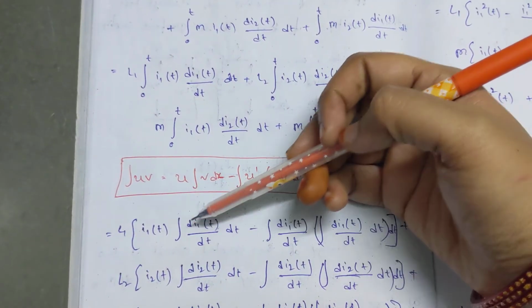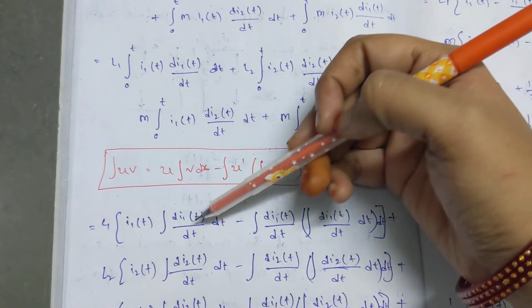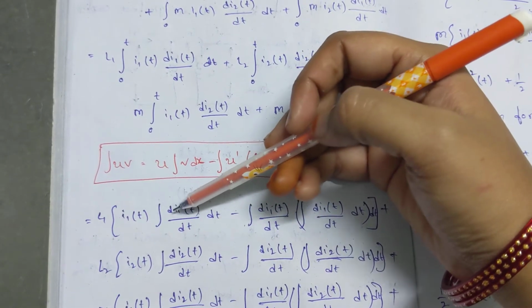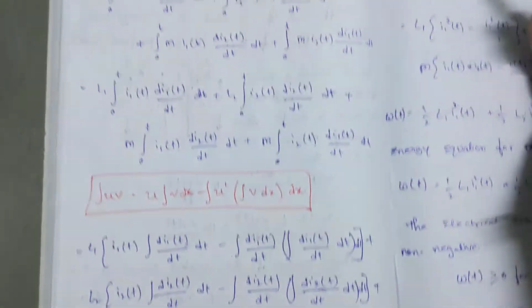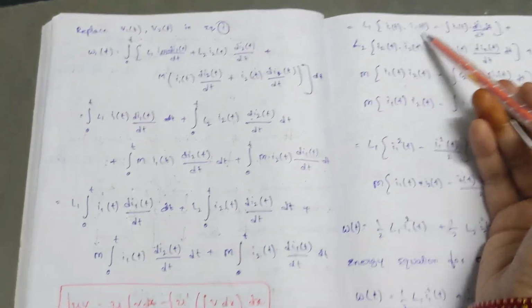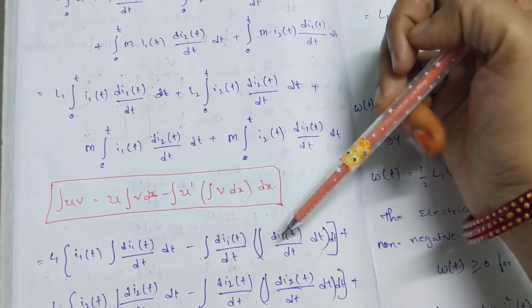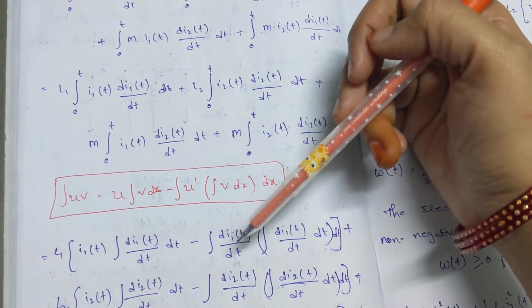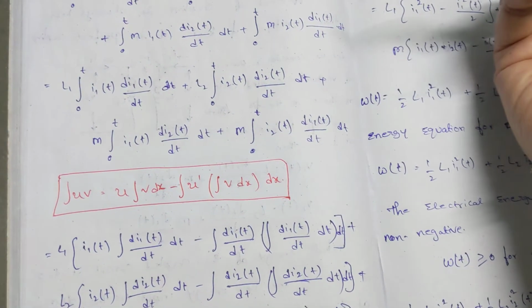Okay, so the integral of L1 di1/dt divided by dt into dt. This dt will be cancelled out. Whatever the integration and the derivation will be cancelled. So this term will be I1 square. The rest of the equation will be the integral of I2 dt, I1 dt into di1 by dt into dt.